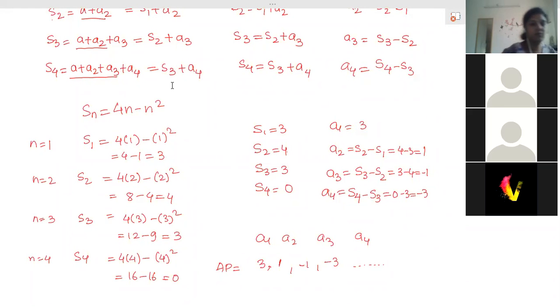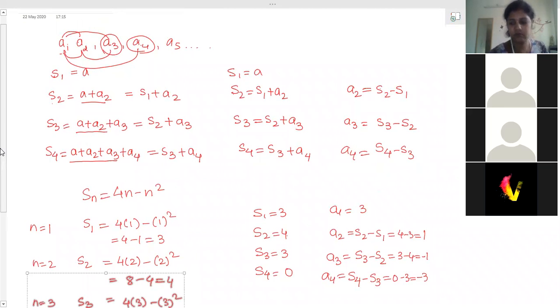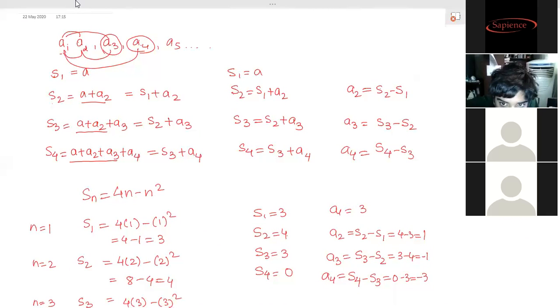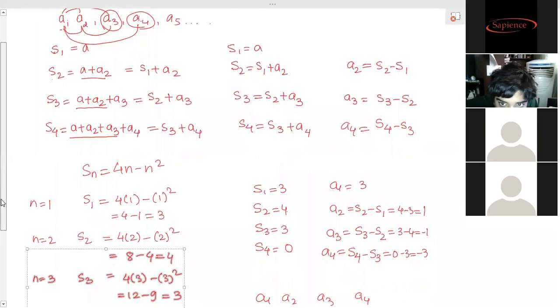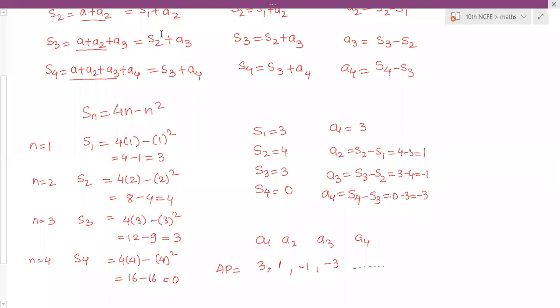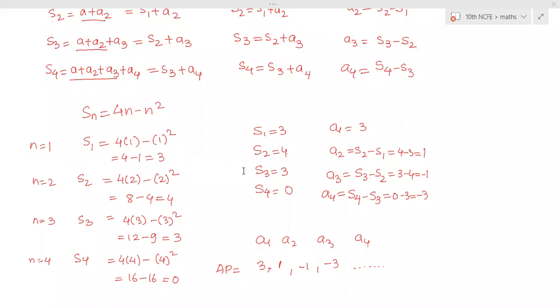Ma'am, can you scroll up for 1 second? Okay, ma'am, thank you. We can scroll it down now. Ma'am, this part, similarly find the third, 10th and the nth terms. The nth term is the same thing, ma'am. They're asking the nth term. Okay, so AN. AN you have to calculate, not SN.